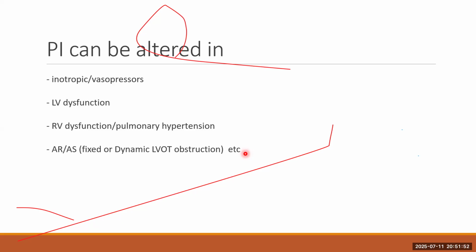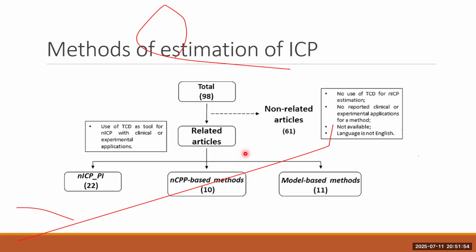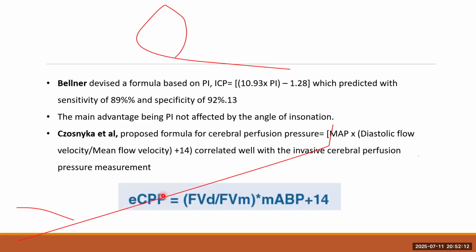So once we know about PI, the main utility of PI is in the estimation of the ICP. So with the help of PI, how do we estimate the ICP? There are three ways: the non-invasive PI based formulas, non-invasive CPP based formulas, and the model based formulas. The most commonly used formulas are the Bellner's formula and the Kosnikas formula. The Bellner's formula goes as ICP equals 10.93 times the PI minus 1.28.